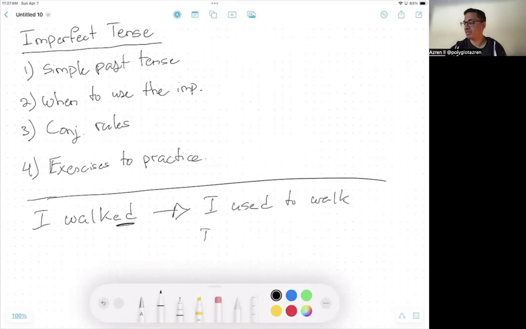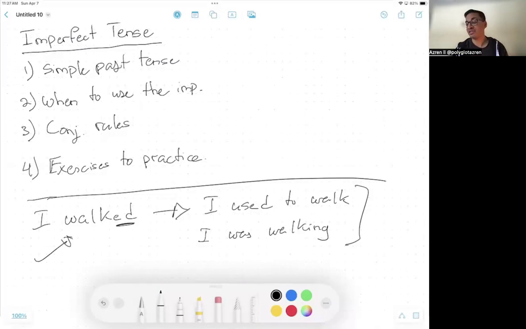Or maybe I was walking, right? These two, I used to walk and I was walking, they also happened in the past, but it's not the same past. It's not the same meaning as this one here. So in short, what I'm trying to say is that the simple past tense is one past tense we have in Gujarati and many languages, not just Gujarati.